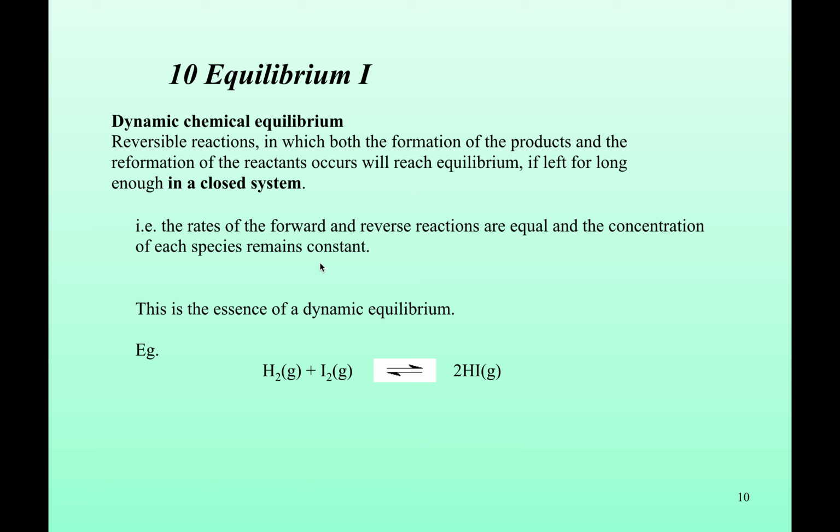So the forward and reverse reactions are taking place at the same rate at equilibrium, and if you take a snapshot, the concentration, the amounts of the reactants and products are constant. Okay, this is dynamic equilibrium.